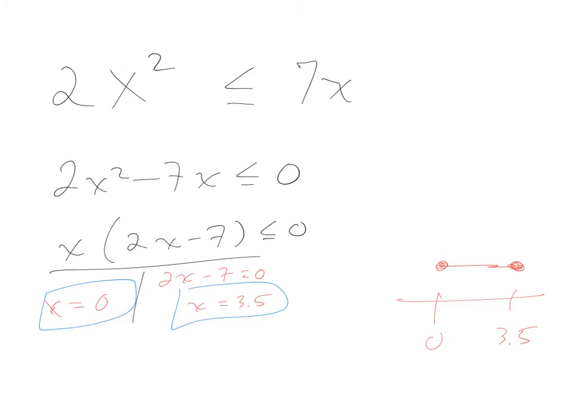Now the inequality says less than or equal to. If it said less than, how would my answer change on the number line? If it just said less than. The circles would be open. The open circles indicating that those endpoints are not included in the solution. But because 0 and 3.5 are included in the solution region, we shade those circles in.